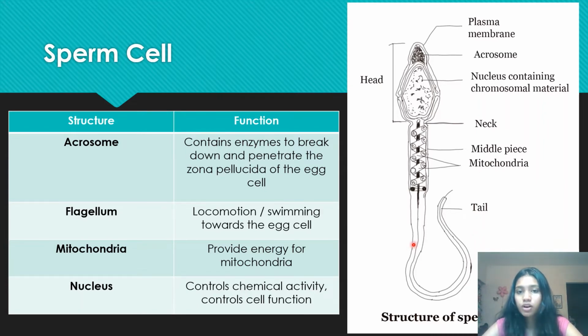What is the function of a flagellum? It helps locomotion. Basically it helps to move the sperm on its own. So the sperm moves on its own account towards the egg cell. The sperm is not propelled by cilia like the egg cell. The sperm moves on its own using its flagellum. So locomotion is what the flagellum does.